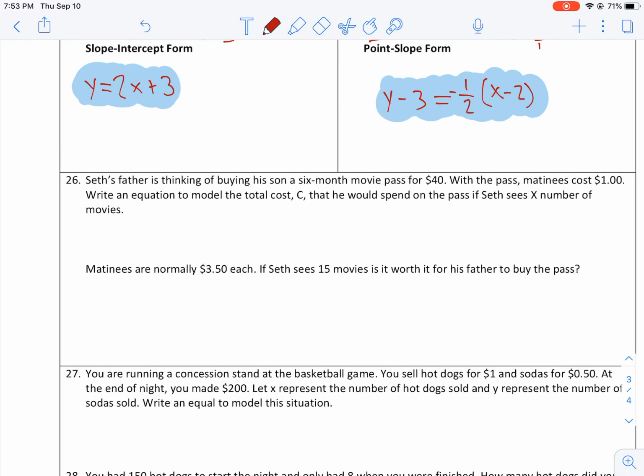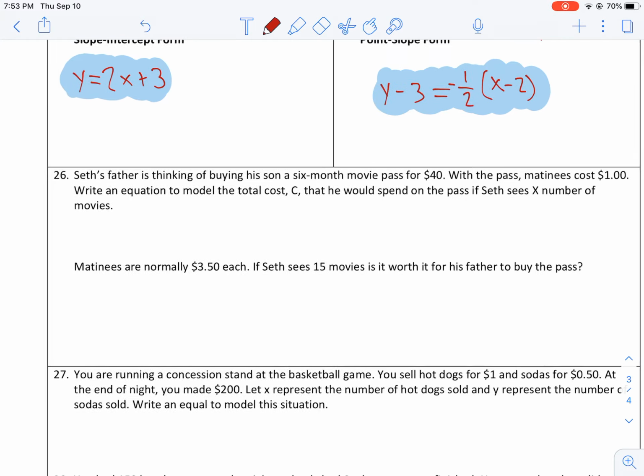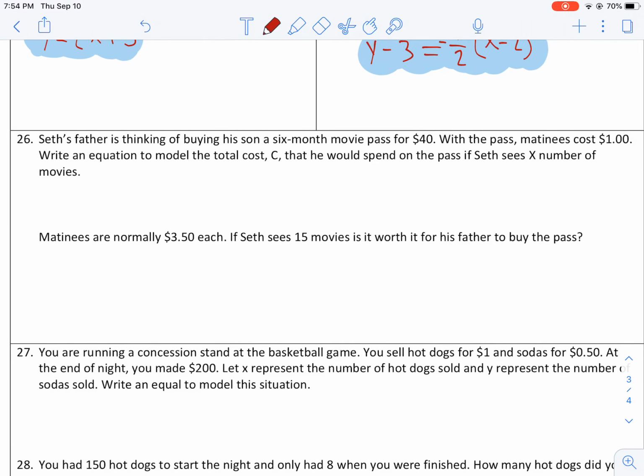Last two questions, we're almost done. Next, we have some word problems here. This says Seth's father is thinking of buying his son a 6 months movie pass for $40. With the pass, matinees cost $1. Write an equation to model the total cost, C, that he would spend on the pass if Seth sees x number of movies.